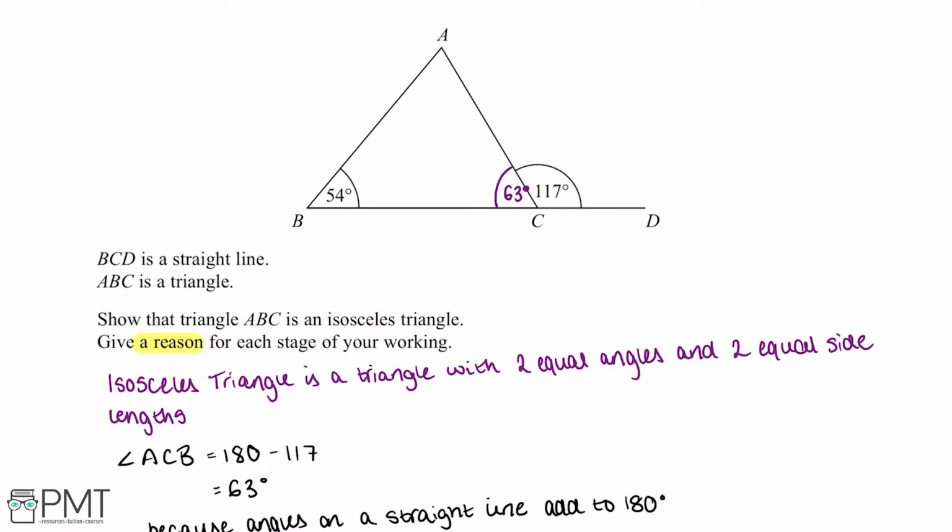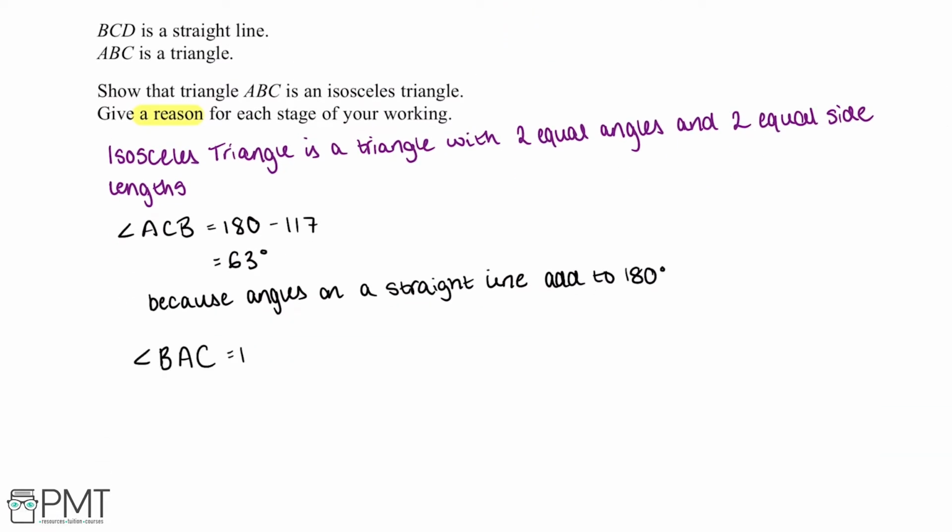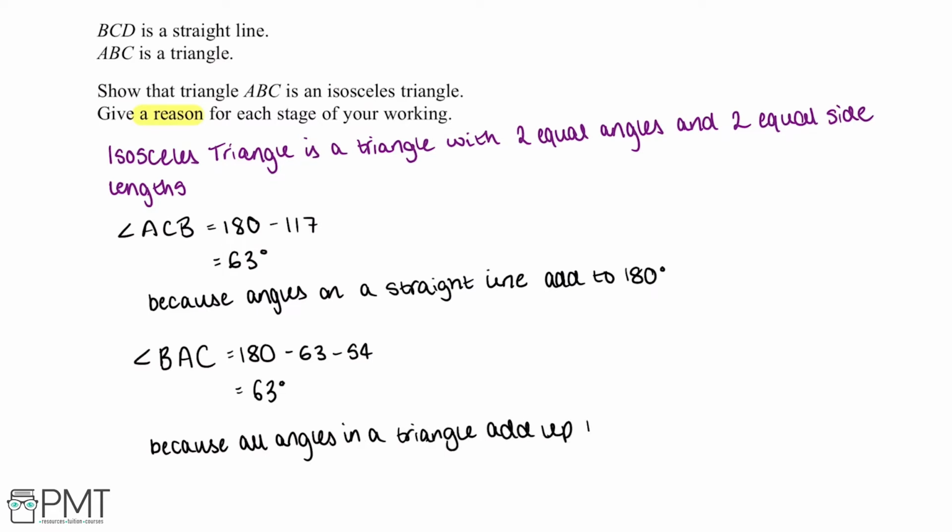So as we can see, we have 2 out of 3 of the angles of this triangle. Now angles in a triangle add to 180 degrees. So this means that angle BAC, which is this one up here, will be equal to 180 degrees minus 54 degrees minus 63 degrees. And this gives us an answer of 63 degrees. And our reason for this is because all angles in a triangle will add up to 180 degrees. So again, we can mark this onto our diagram.